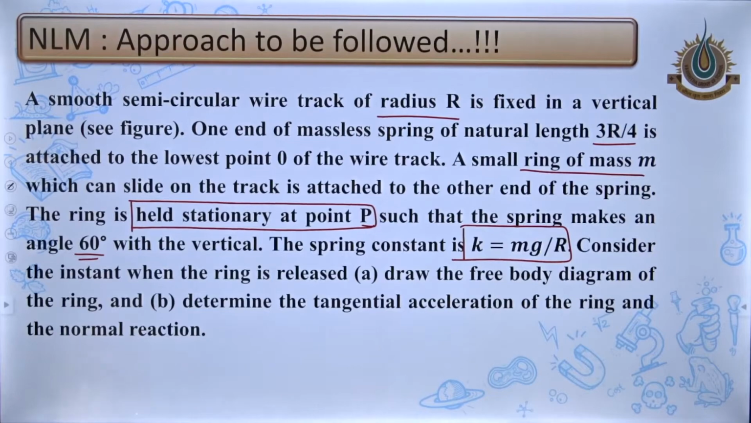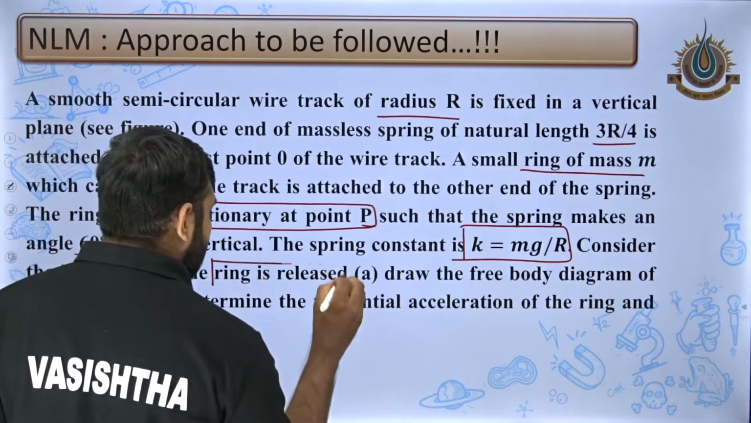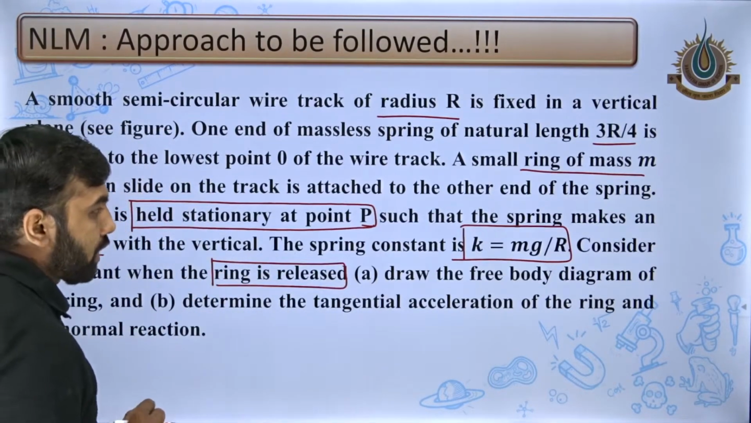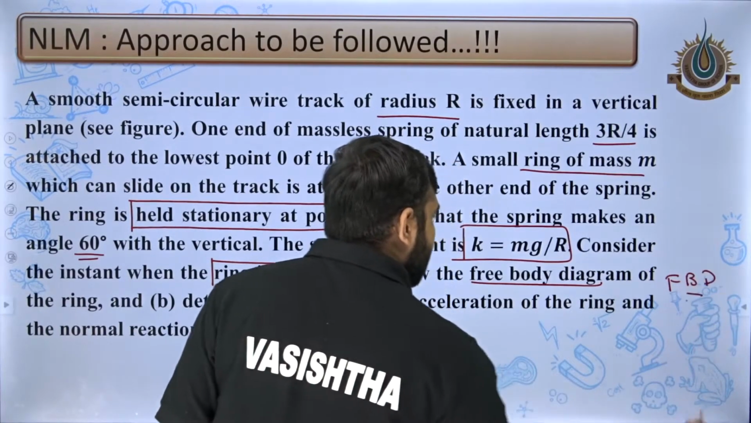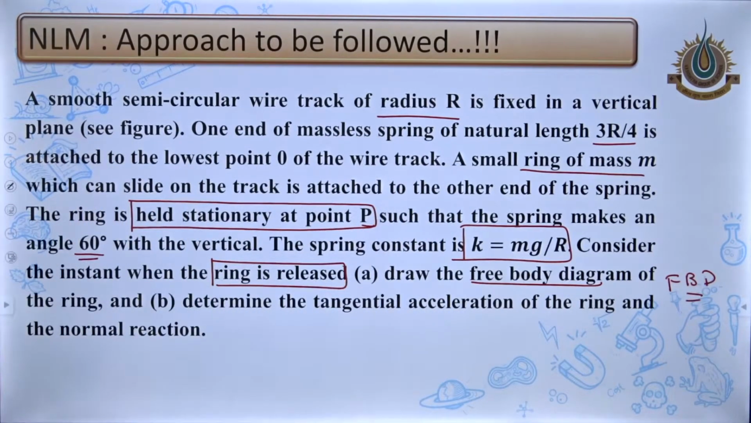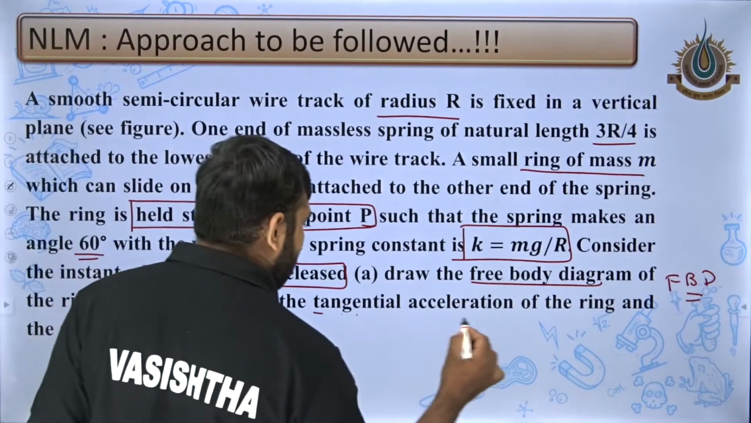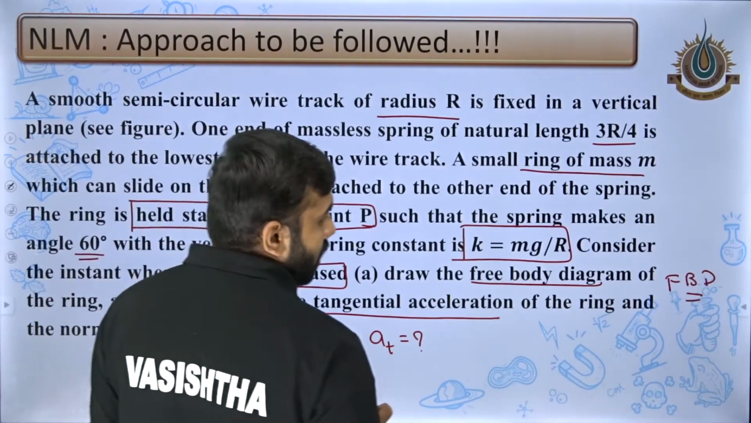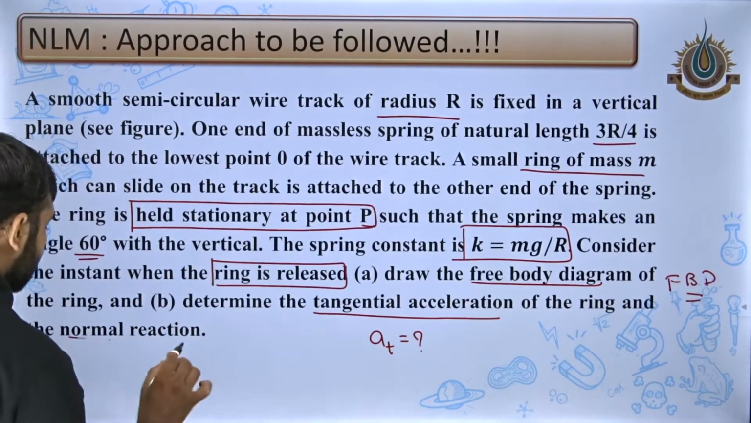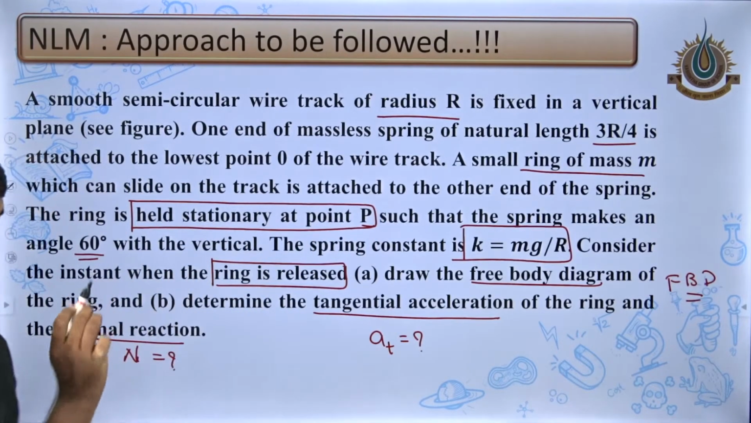Consider the instant when the ring is released. Suppose the ring is released, then what do you have to find? Draw the FBD, the free body diagram. First you draw the FBD, and second, determine the tangential acceleration. So you have to find the tangential acceleration a_t of the ring and the normal reaction N of the ring. So you get these two answers. First we draw the FBD, then we solve the second part.